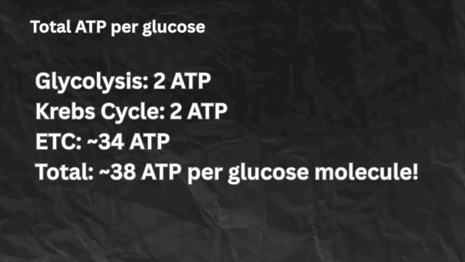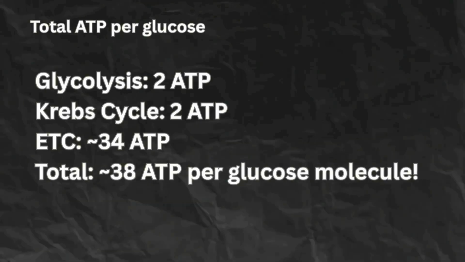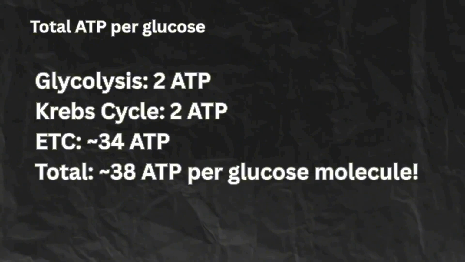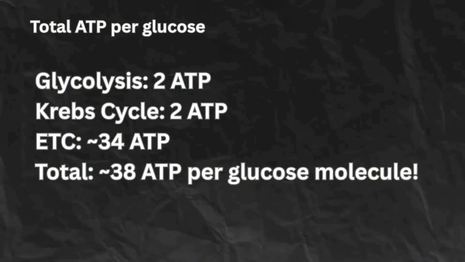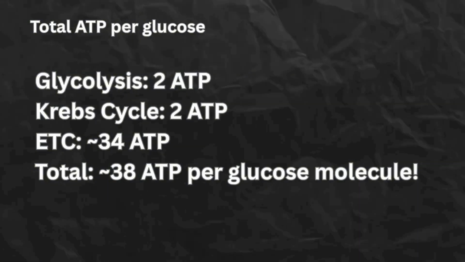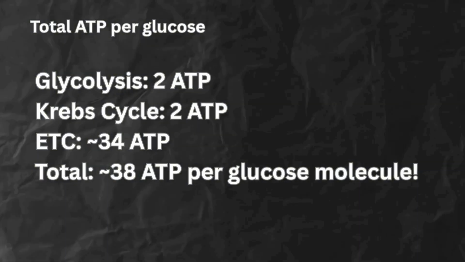Total ATP per glucose. Glycolysis, 2 ATP. Krebs cycle, 2 ATP. ETC, approximately 34 ATP. Total, approximately 38 ATP per glucose molecule.